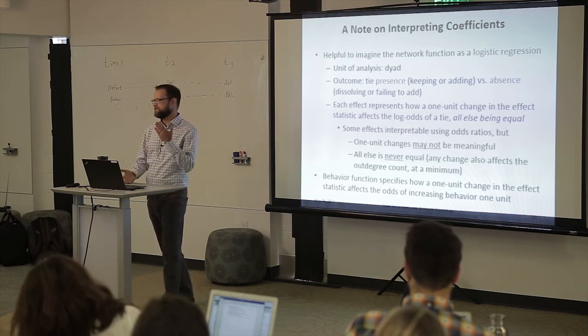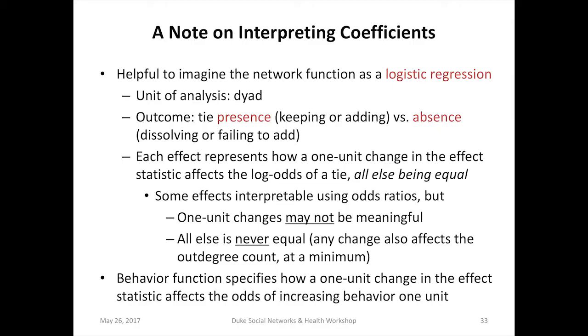All right, well, one unit change in reciprocity, either it's reciprocated or not. That's easy to understand. But when you add a tie, you're also affecting the out degree statistic. You're increasing the number of ties by one. And if there are other effects in the model, you're likely changing all those other effects as well.